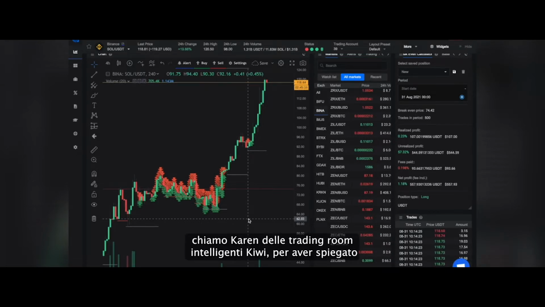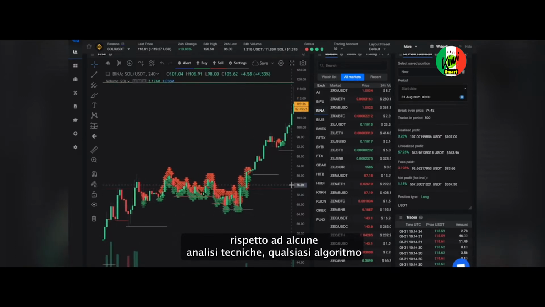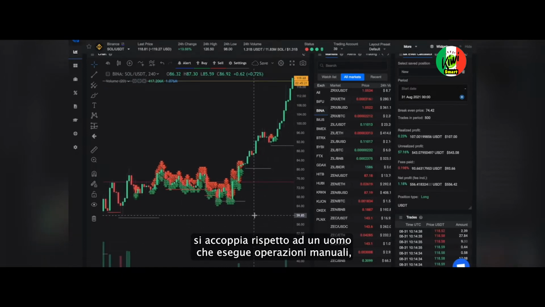Welcome to this video explaining our trades and how this grid bot works compared to some technical analysis, and how the algorithm pairs up compared to a human executing manual trades. A little bit of information about the algorithm and our trades so far.